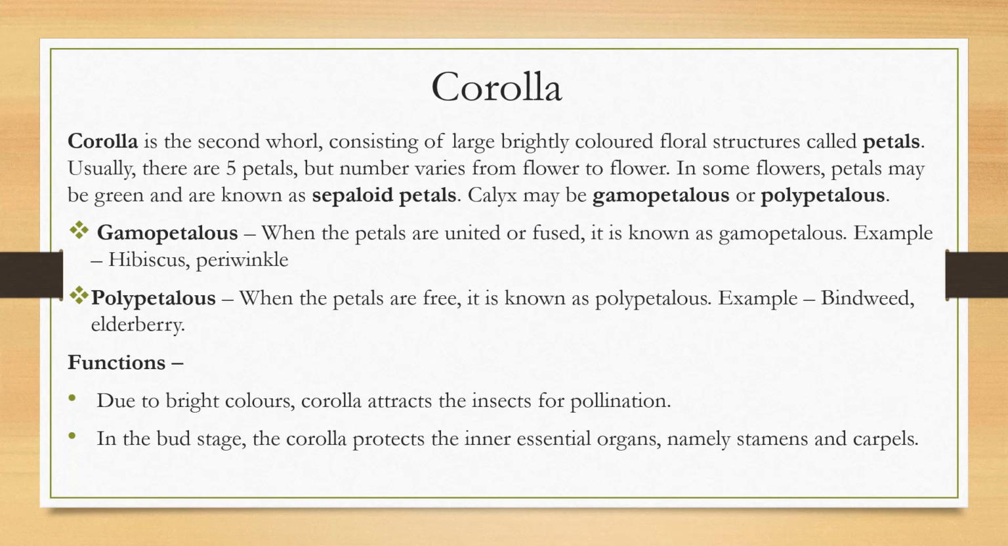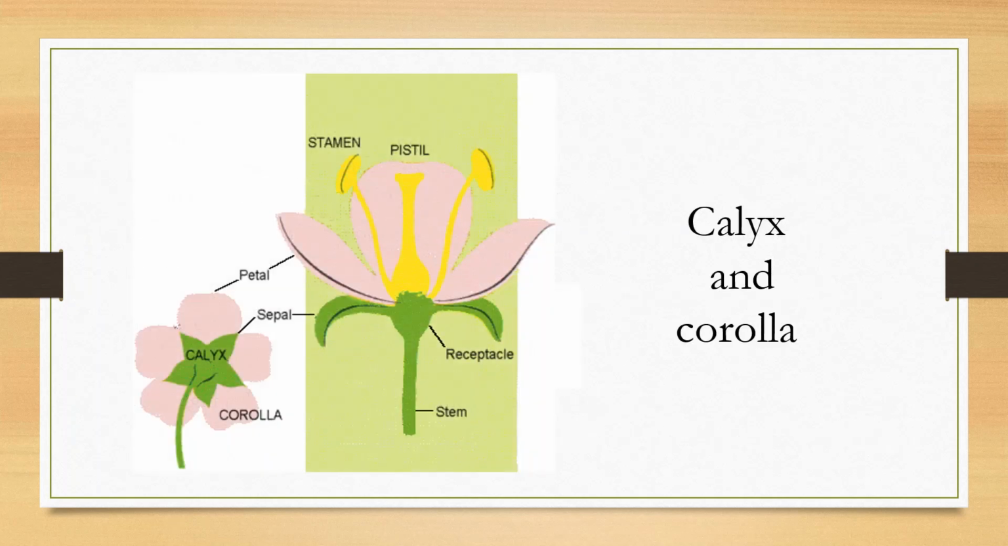Example, bindweed and elderberry. The functions of corolla are: due to bright color, corolla attracts the insects for pollination. In the bud stage, the corolla protects the inner essential organs, namely stamens and carpels. Here in this picture, you can see calyx and corolla. Calyx normally green in color, outermost whorl, and corolla is the second whorl that is normally brightly colored and prominent and very attractive.